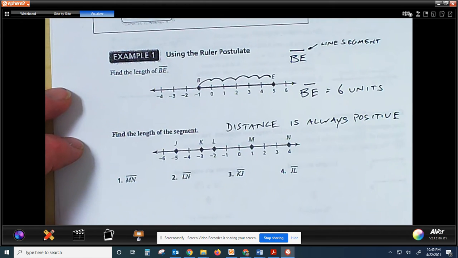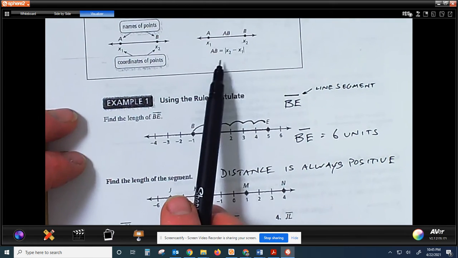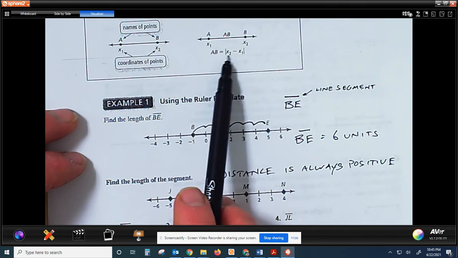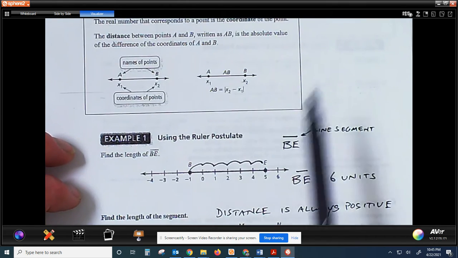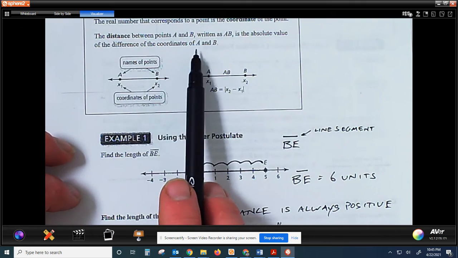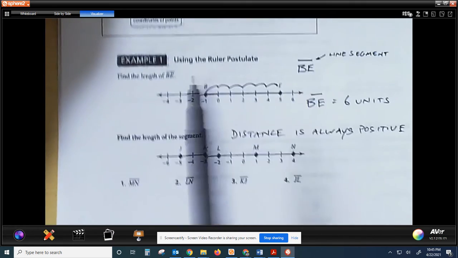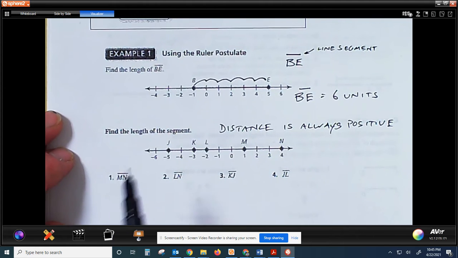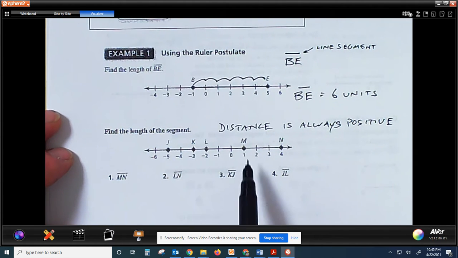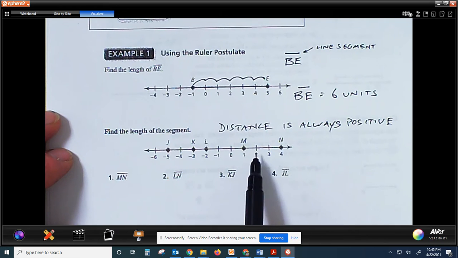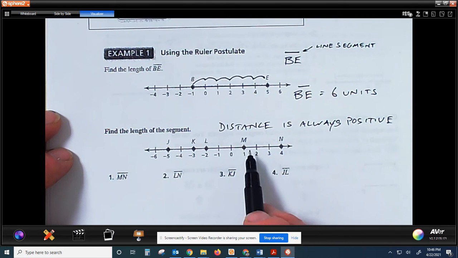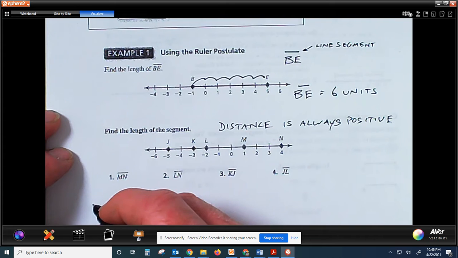Distance is always positive. In math, that's the absolute value that they're giving you, the difference between two coordinates: the absolute value of the difference between coordinates A and B. So I'm not worried about negative numbers in this case, because if M is the city Milwaukee and N is New York, both are a positive distance. 1, 2, 3. 3 units of length.